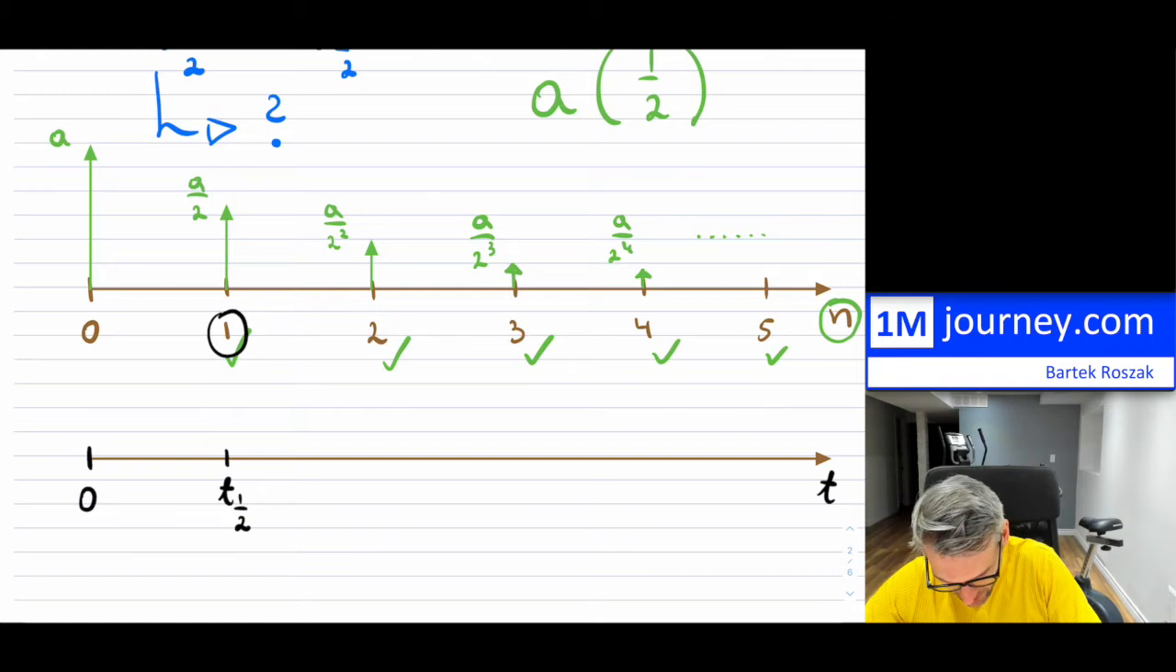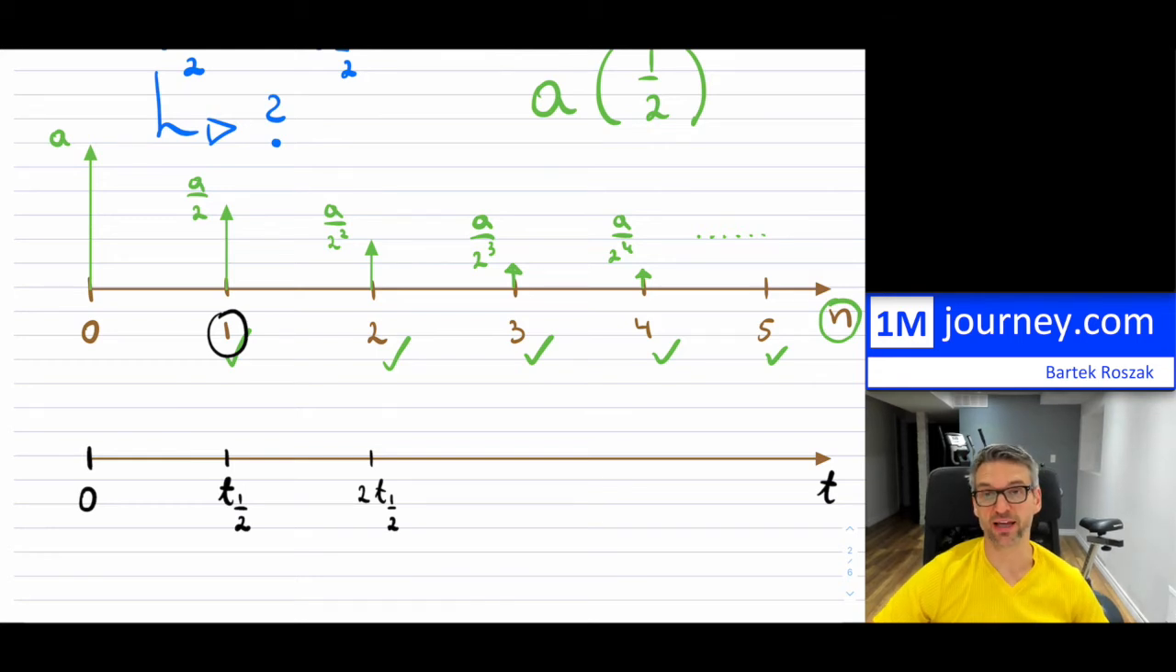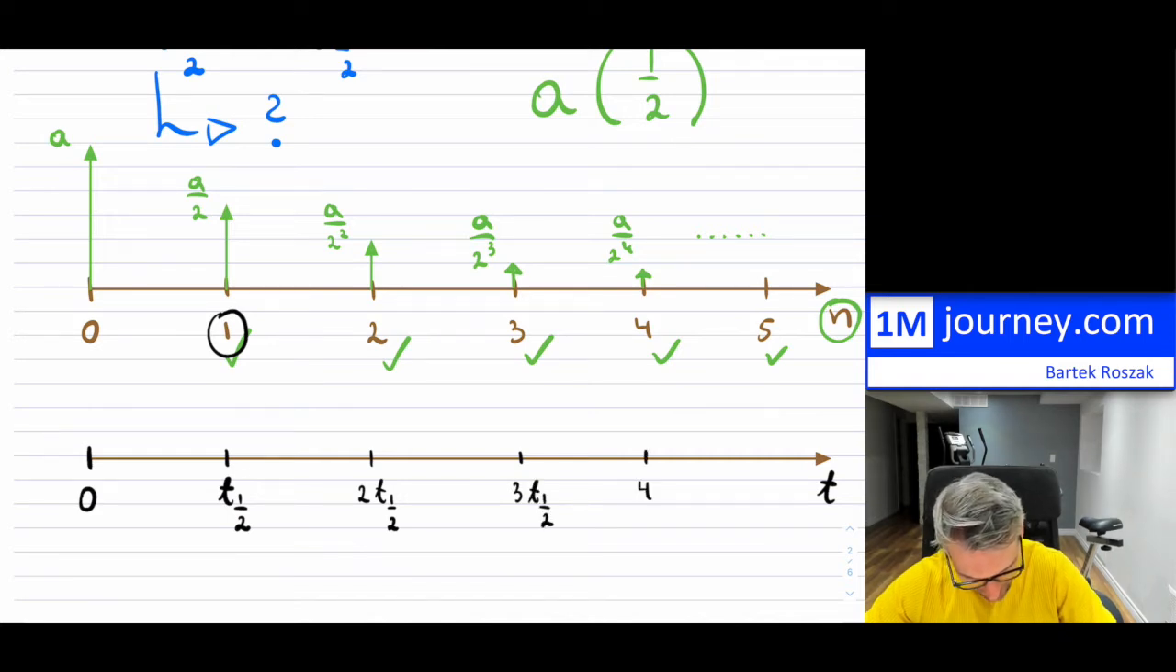This right here would have been 2 half-life periods, whatever that t is. Maybe t is 3 days or 100 days or something like that. This is going to be 3 half-life periods, and then this is going to be 4 half-life periods, and then so on and so on. So that's what you have.